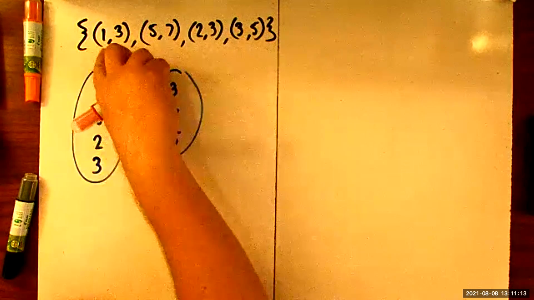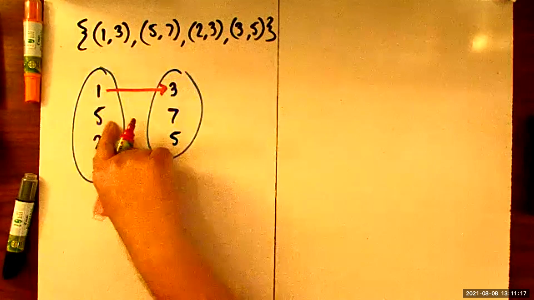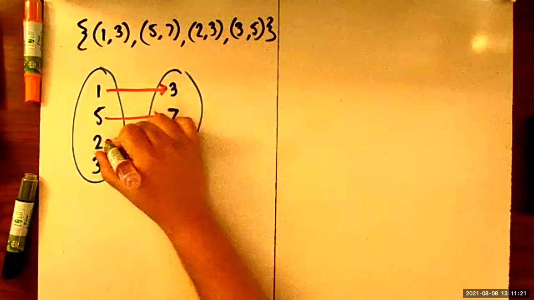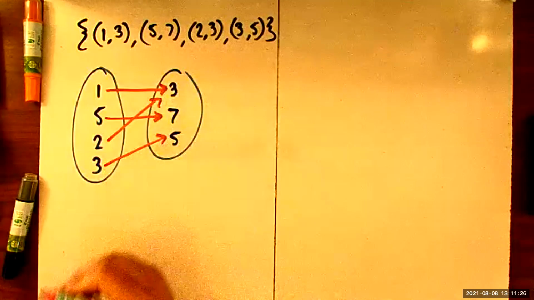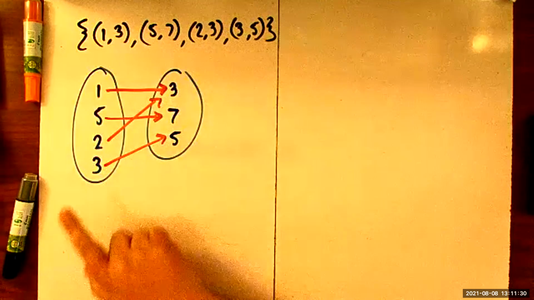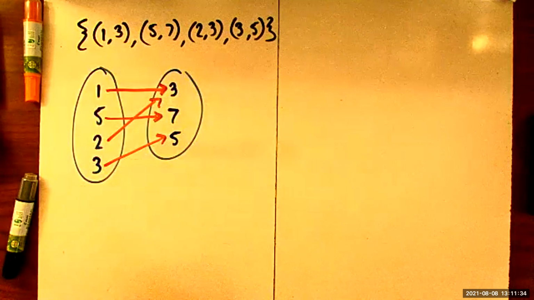And so in this case, the 1 goes to 3. The 5 goes to 7. The 2 goes to 3. And the 3 goes to 5. There we go. This is the inputs, this is the outputs. We can use this to determine our domain and range.